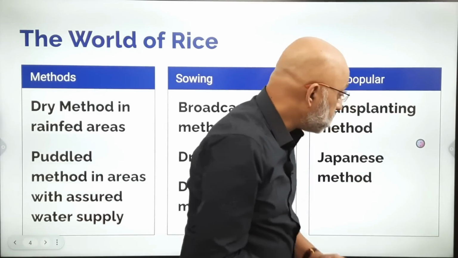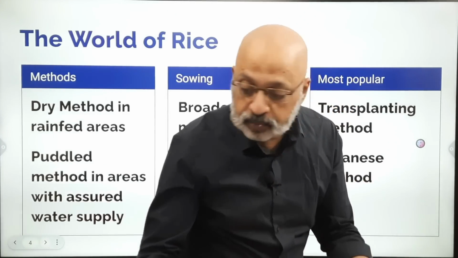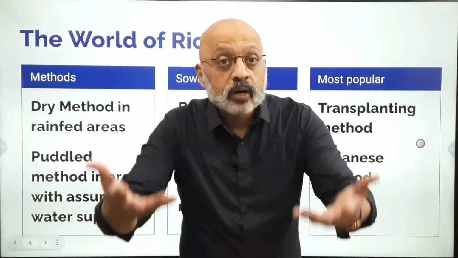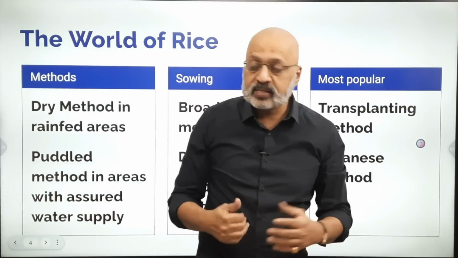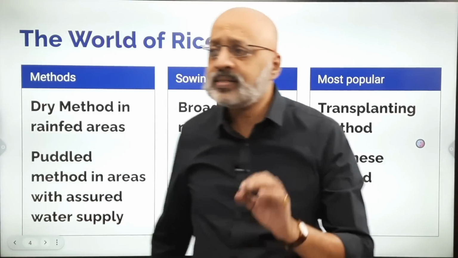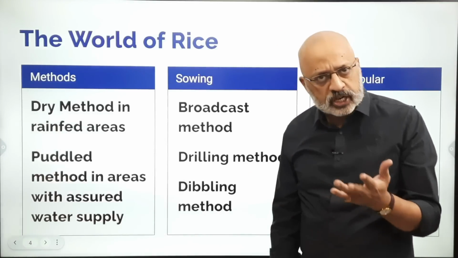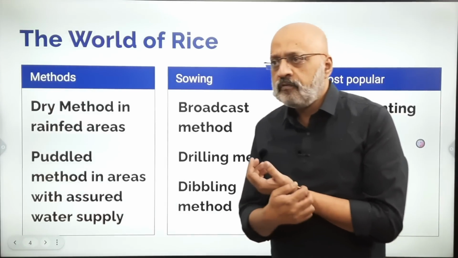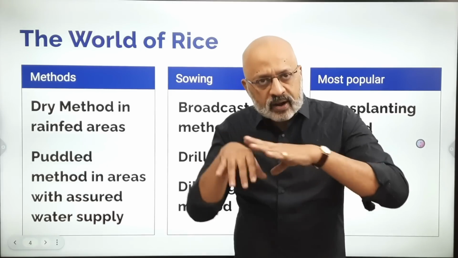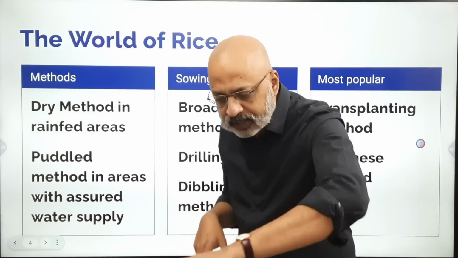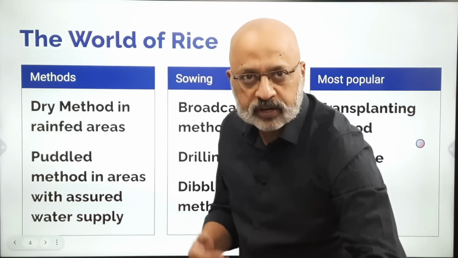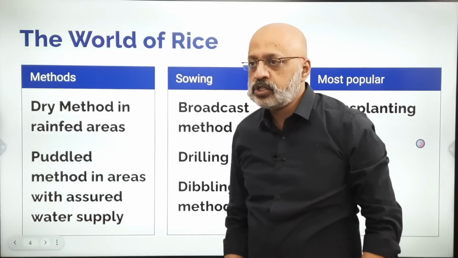Organized way of planting requires a lot of manual labor. The farmer may or may not be able to afford hiring that kind of labor unless he or she is a rich farmer, right? The second one is the drilling method, which is used largely in peninsular India, where seeds are sown systematically using a drill which is made of bamboo. So you put it there and the seeds are sown at regular intervals. There is a gap between each seed.